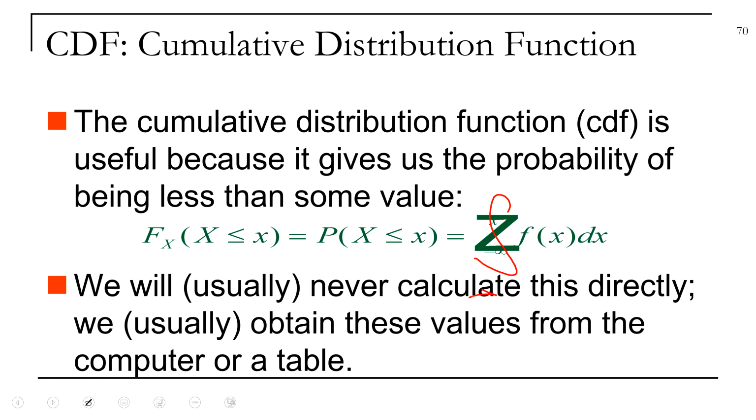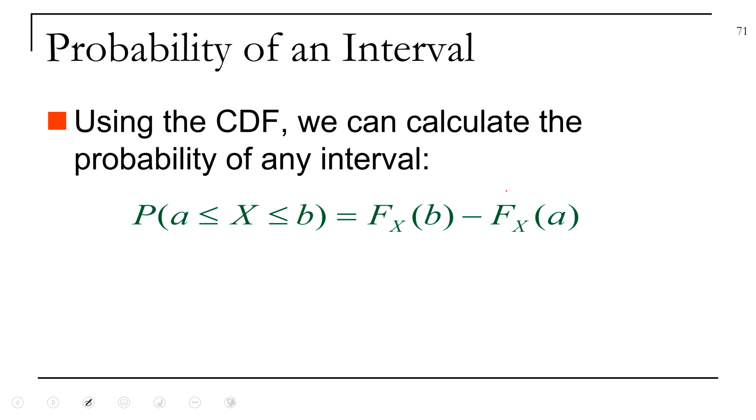It's the integral from minus infinity to x of f of x dx if you're in the math, but simply it's just the cumulative probability that you're less than or equal to some value. Now this is the key formula for continuous random variables. The probability of an interval is going to be F of b minus F of a. This is a really key formula to know for continuous random variables.